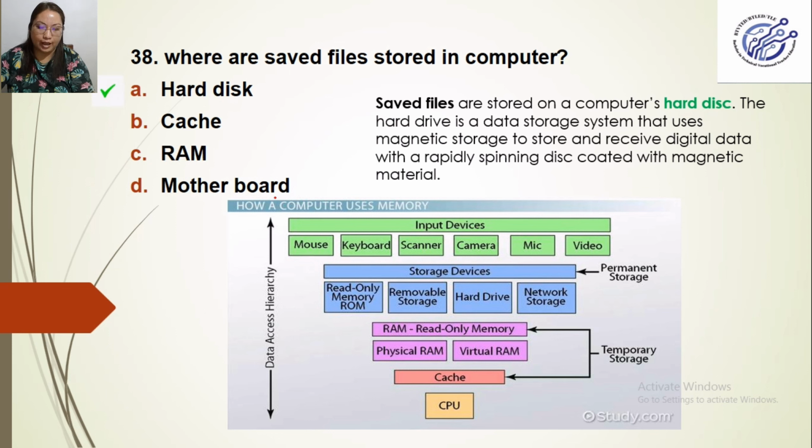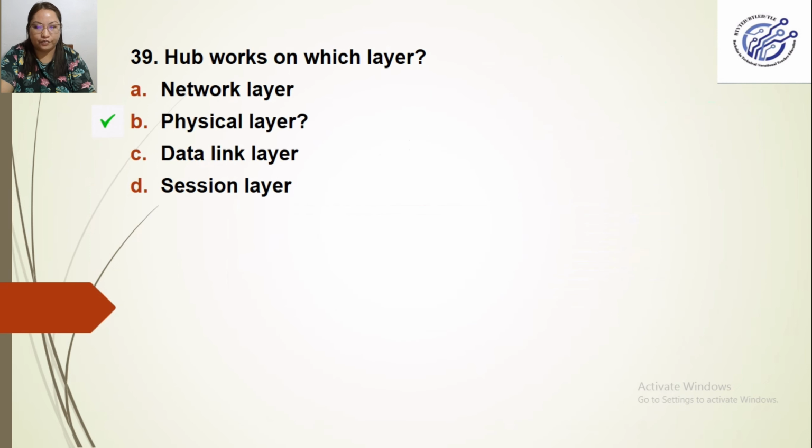So, ito po yung nangyayari sa ating computer. Nag-i-input po tayo with the use of mouse, keyboard, scanner, camera, mic, or video po. So, lahat po ng input natin po na-process po yan sa ating CPU at pwede po siyang ma-store sa ating ROM or sa removable storage sa ating flash drive, hard drive, and network. So, dito sa ating choices, ang meron lang naman po tayo is yung hard drive. Hindi naman po kasali yung tatlo sa ating choices. So, yung sa number 38, yung sagot po natin is letter D, hard disk. Hard disk po is the same po with hard drive.